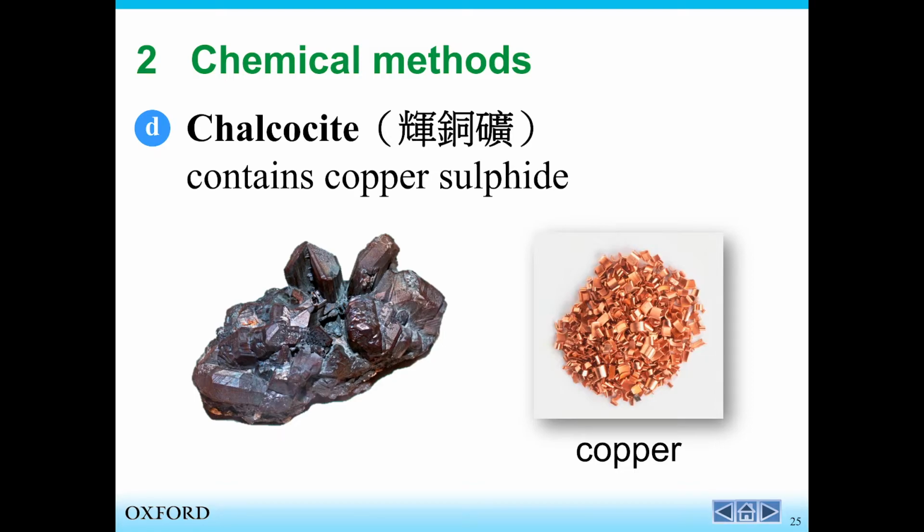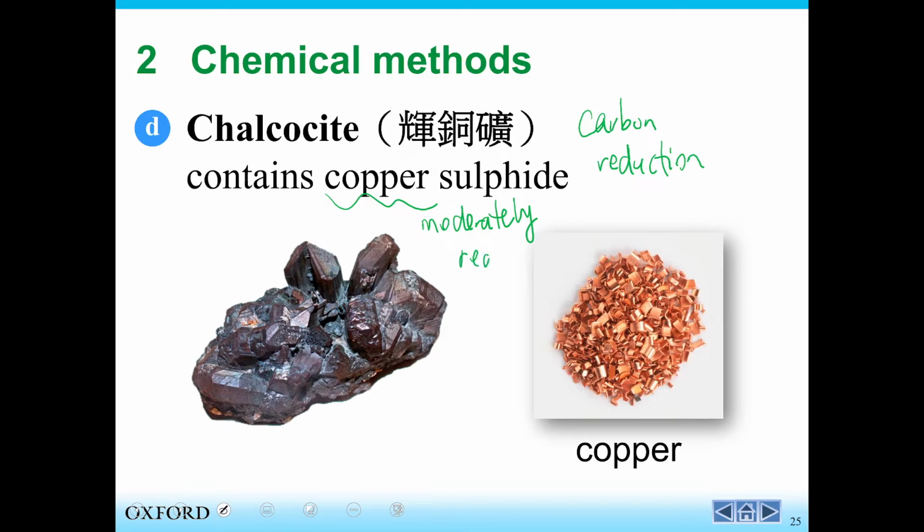Chalcocite. Yeah, I guess that's what you call it. So here, from this ore, you can get copper out. Now for this one you will use carbon reduction. Why are we using carbon reduction? Because copper is a moderately reactive metal.